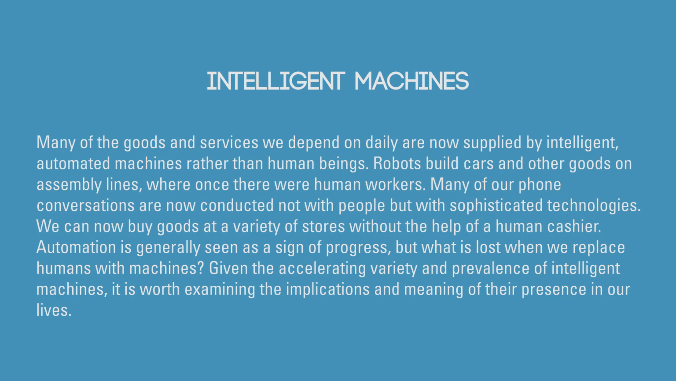Many of the goods and services we depend on daily are now supplied by intelligent, automated machines rather than human beings. Robots build cars and other goods on assembly lines where there once were human workers. Many of our phone conversations are now conducted not with people, but with sophisticated technologies. We can now buy goods at a variety of stores without the help of a human cashier. Automation is generally seen as a sign of progress, but what is lost when we replace humans with machines? Given the accelerating variety and prevalence of intelligent machines, it is worth examining the implications and meaning of their presence in our lives.